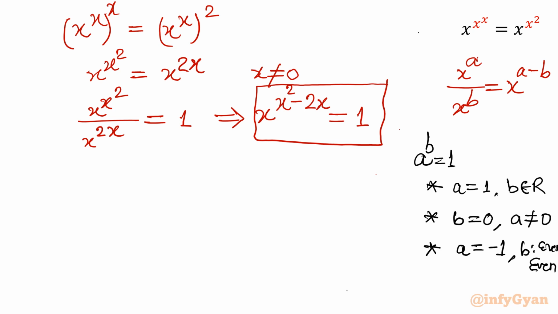Okay, so our a is x. This is what? a, and x square minus 2x is b.